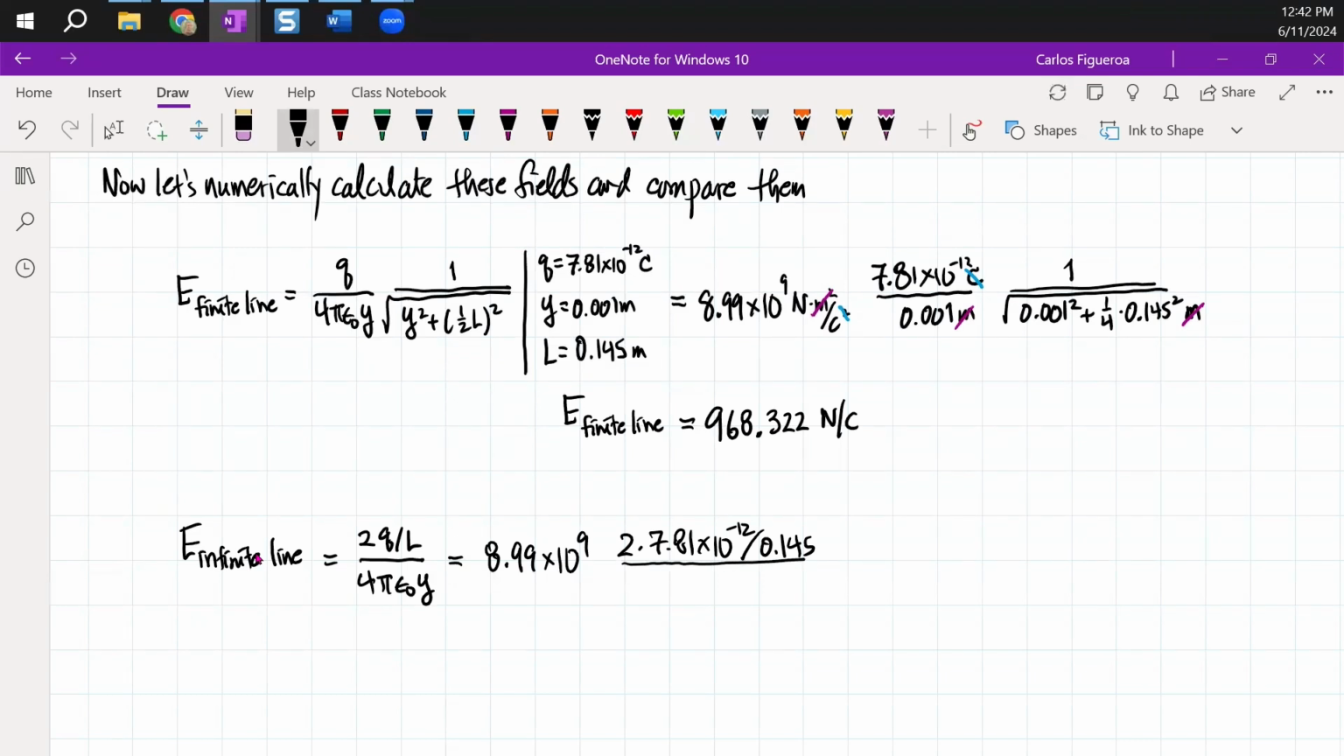And then finally, my distance here is 0.001. So if I compute that, I'm going to get a number that reads 968.440 newtons per coulomb. And this is the field of an infinite line.